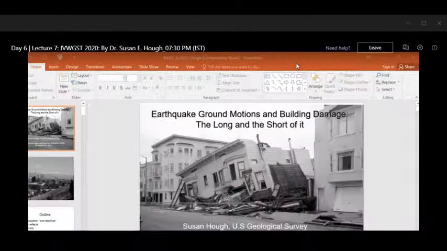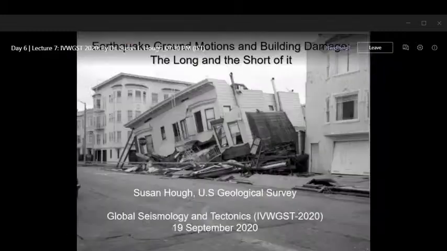Okay, I have to do this in the right order. Okay, can you see my screen? Yes. Okay. From mobile. You can see. Yes.